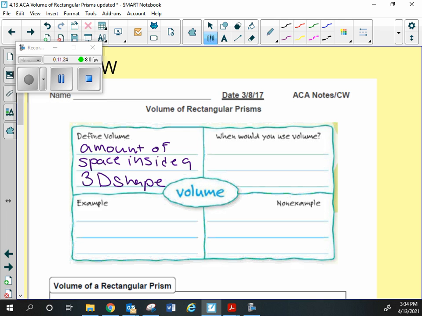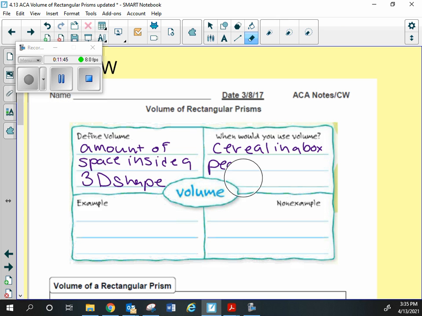Okay. The examples and where we can use volume, I'm going to connect them. I'm going to say pretty much the same thing. So you could say like cereal in a box. You could be talking about, we always use packing peanuts as an example, like in a present. Oh, hold up, I like that one.